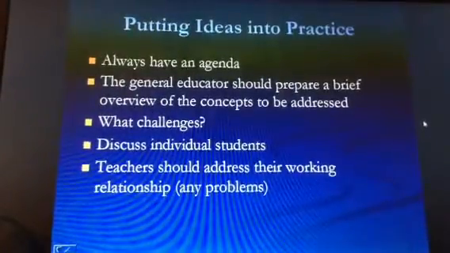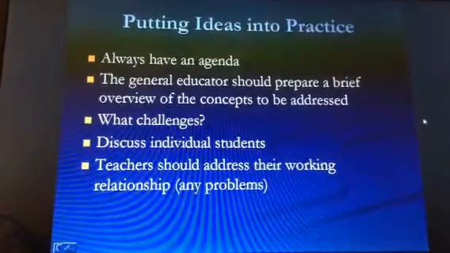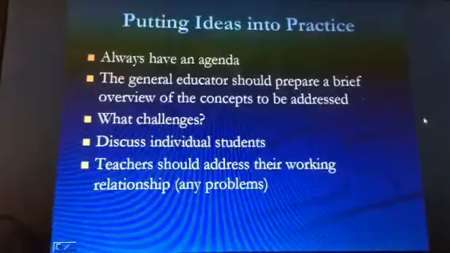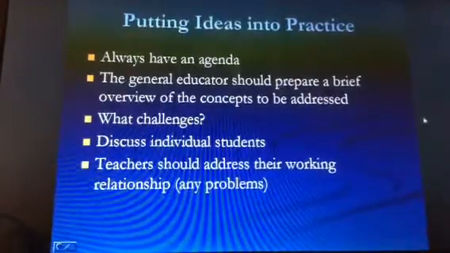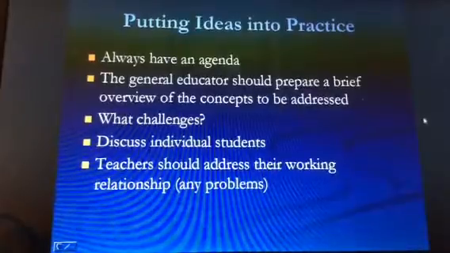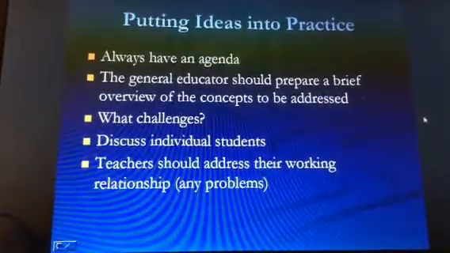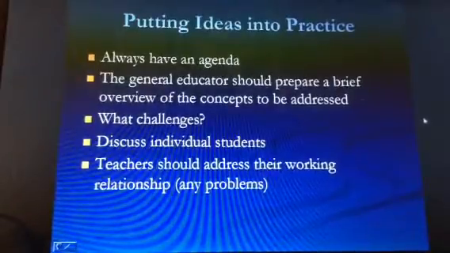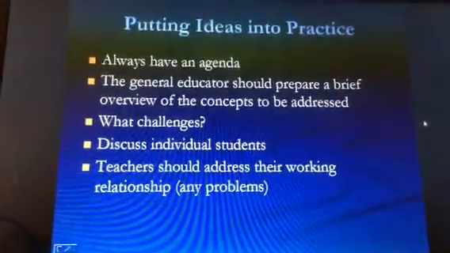Putting ideas into practice. You should always have an agenda. The general educator should prepare a brief overview of the concepts to be addressed. What challenges are we going to face? Discuss the individual students and where they're lacking. And teachers should address their working relationship. They should discuss any problems that they encountered in the classroom with each other.